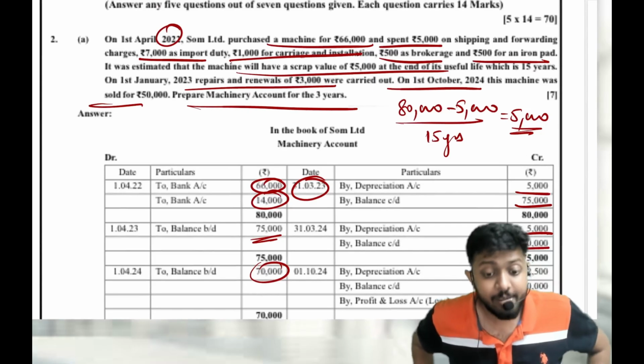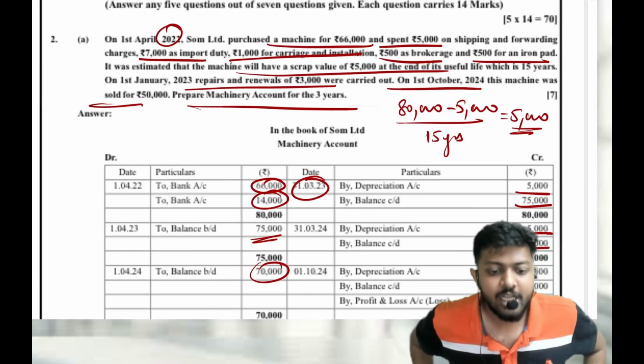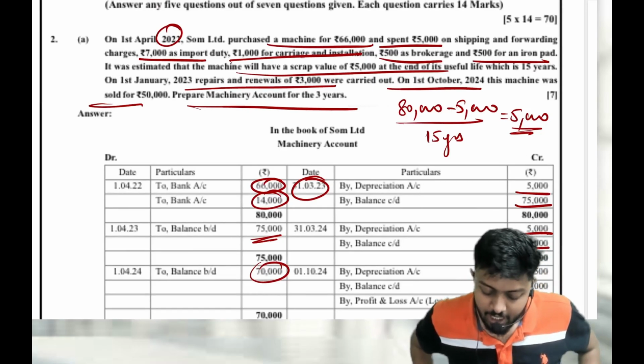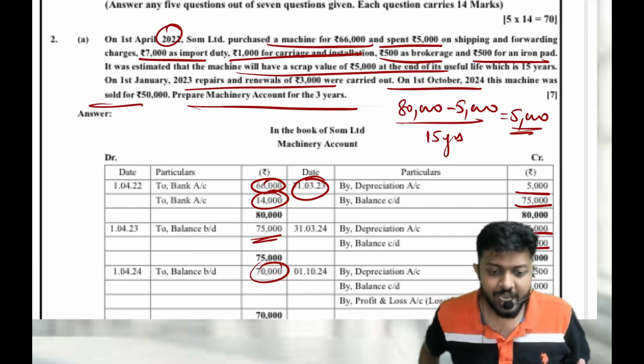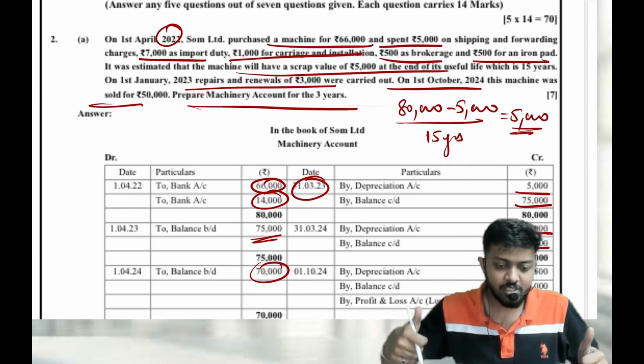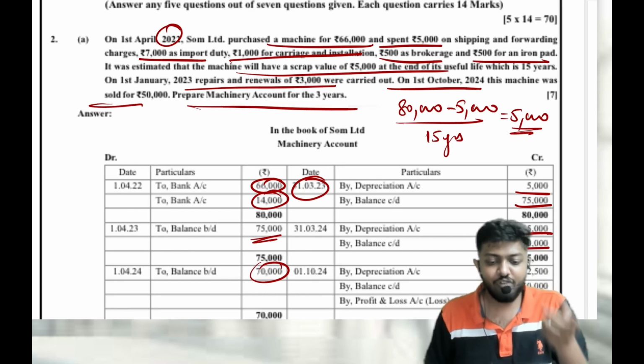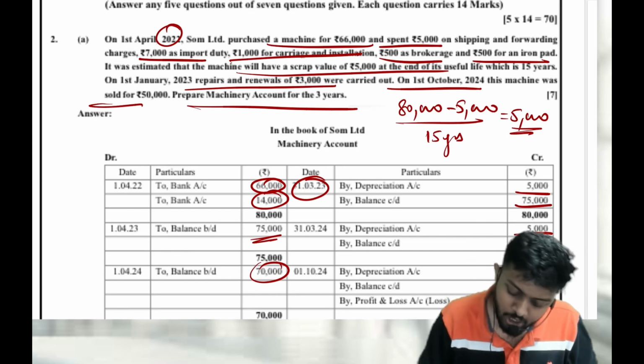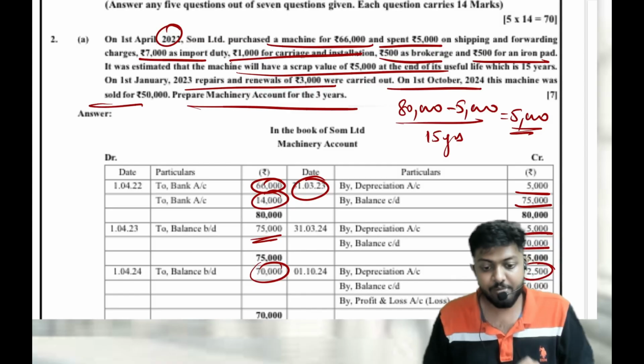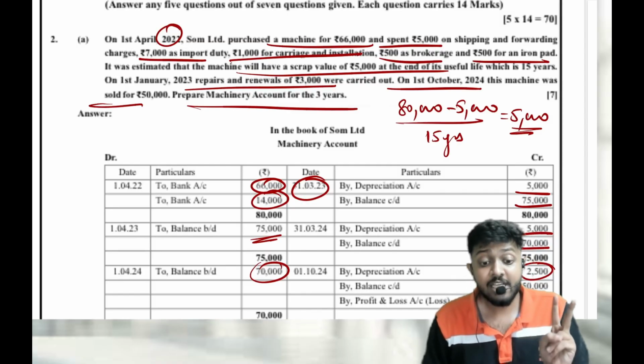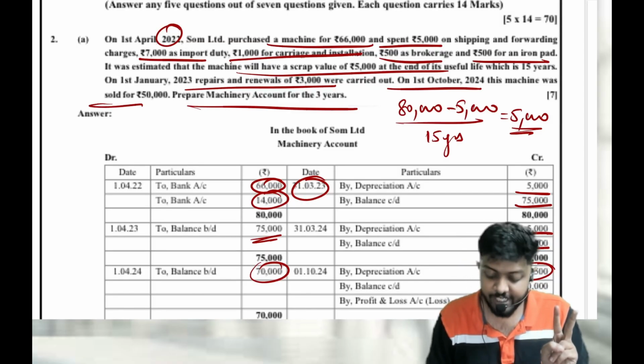So we have to follow our steps. Step 1, give depreciation till the date of sale. The year starts from 1st April 2024. The sale happened on 1st October. It comes to 6 months. Per year depreciation is 5,000, so 5,000 into 6 by 12 comes to 2,500. Step 1 done, depreciation given. Step 2, sale proceeds.